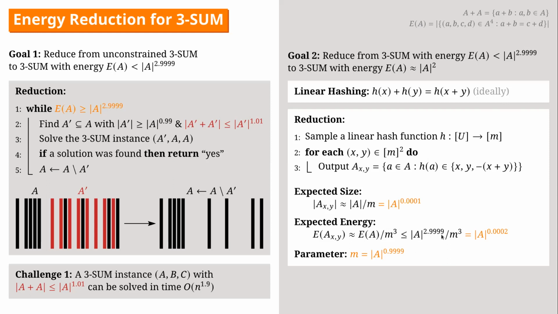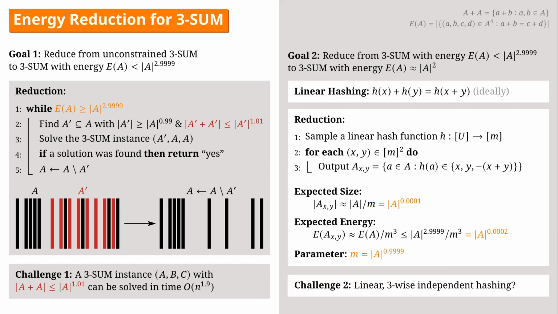Now, quite magically, if you pick the parameter m to be something like |A| to the 0.9999, the size of the set becomes very small, |A| to the 0.0001, whereas the additive energy becomes smaller in comparison. If you just calculate this expression here, it turns out that this is just |A| to the 0.0002. If you compare these two expressions, indeed, the additive energy is quadratic in the set size. So what we've done is we have reduced our one three-sum instance to several three-sum instances, all of which have quadratic additive energy.